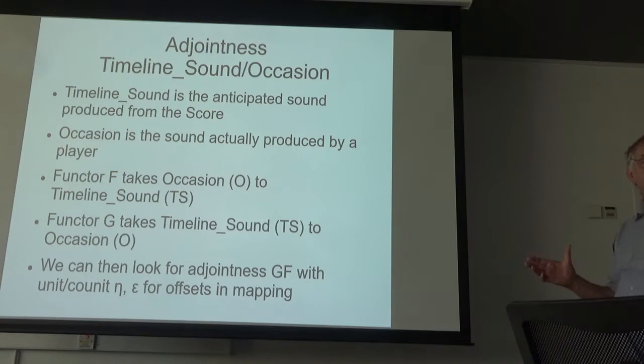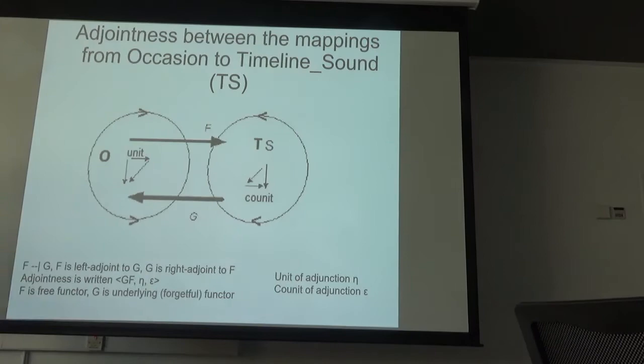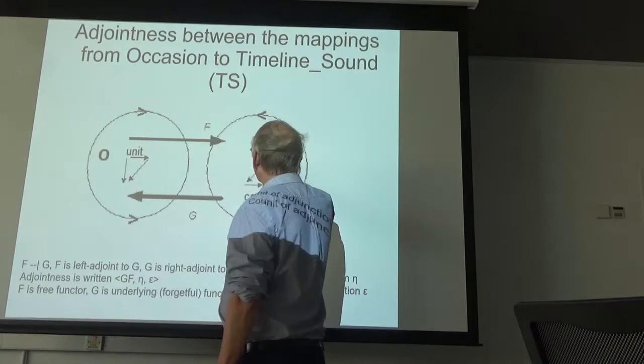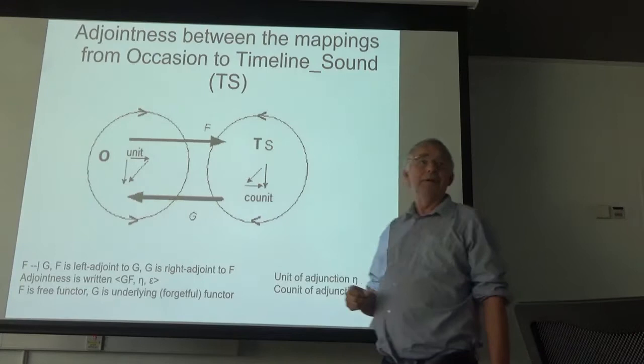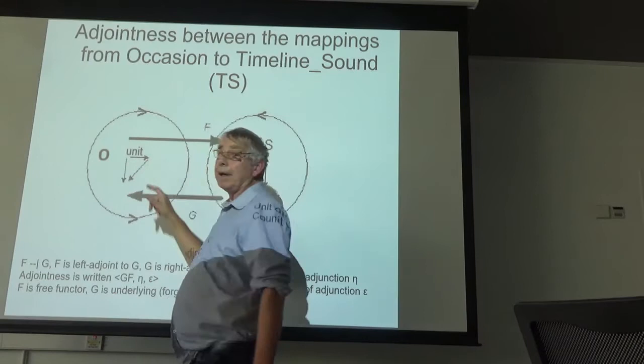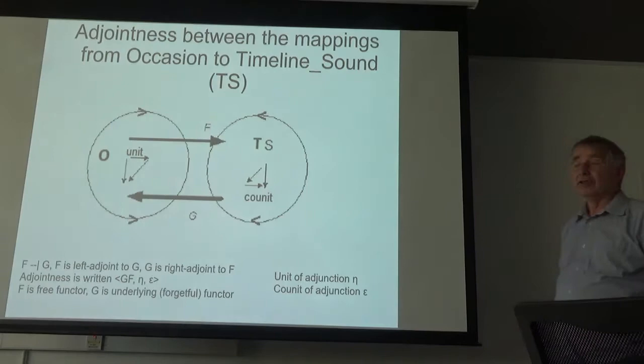So we have a familiar adjointness diagram like this. This is occasion going across to the timeline sound, and you can imagine going over to here, not coming exactly where you should, and then you come back to here and you're a bit out as well. This is represented by the unit. It represents an arrow here with an arrow here after it's gone across and back. It's a displacement. And the same from this side, the counit measures an arrow as it gets taken over there and then back again. So it's measuring the displacement.